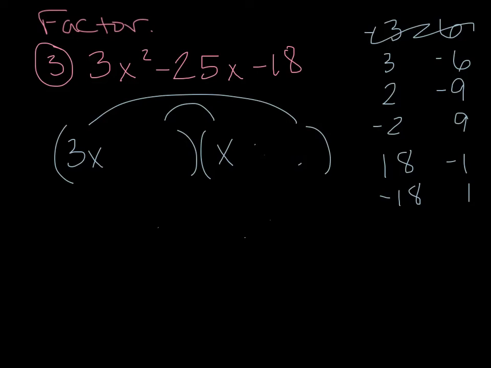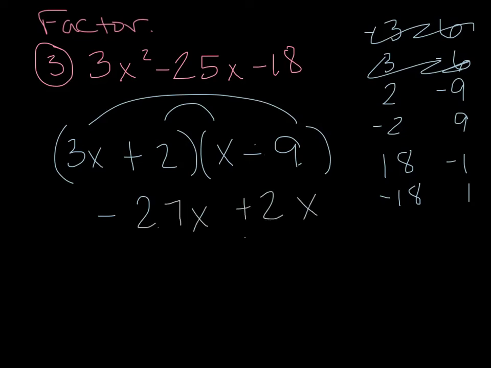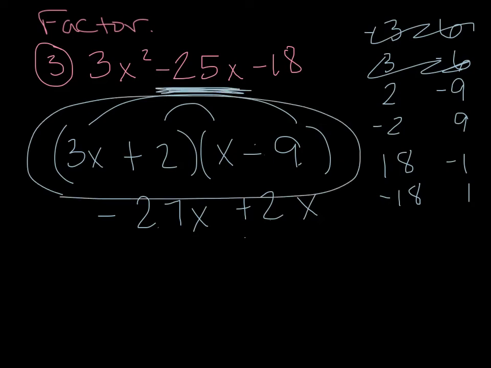Then you could plug in your 2 and negative 9. So let's do positive 2, negative 9. Well, 3 times negative 9 is negative 27. 2 times x is positive 2x. Negative 27x plus positive 2x does give me negative 25x, which is what I wanted. So this is my answer. Like I said, we could have flipped those around and done all of those. It could have taken us 8 or 10 tries. The more you do, the better you're going to get at it. So 3x plus 2, x minus 9 is my answer.